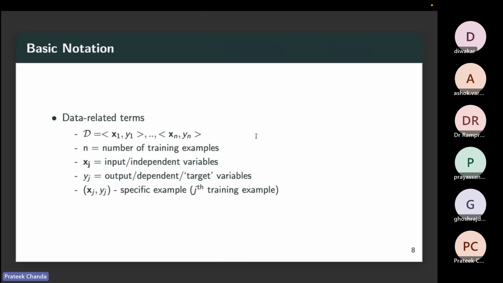We now go through some basic notation. For example, my dataset D has (x1, y1) up till (xn, yn), where x1 to xn are my feature points or input variables, and yi or yj are the outputs, the dependent variables. For the jth training example, I have xj, yj. The total cardinality of the set D, the number of training examples, is n here.